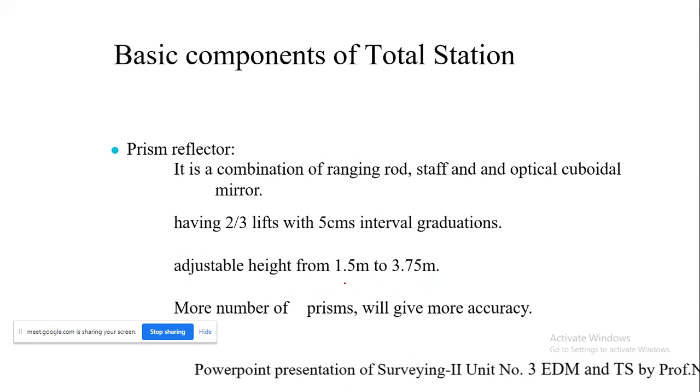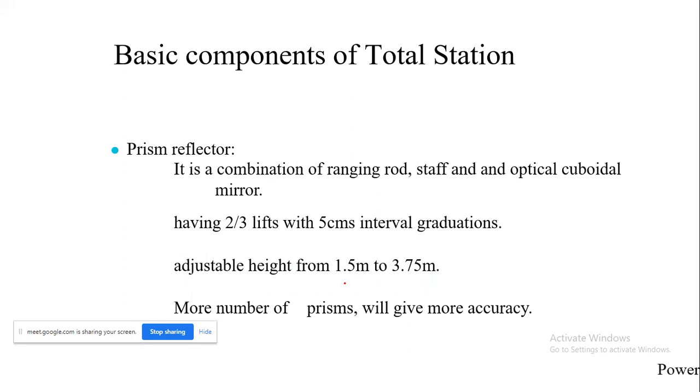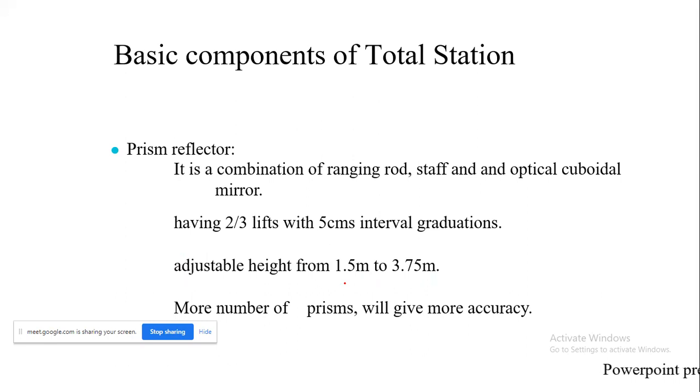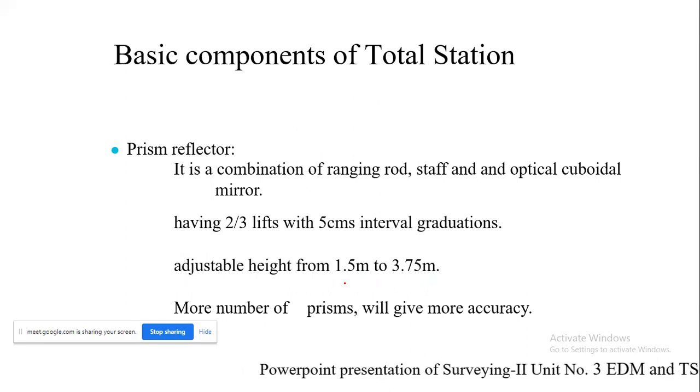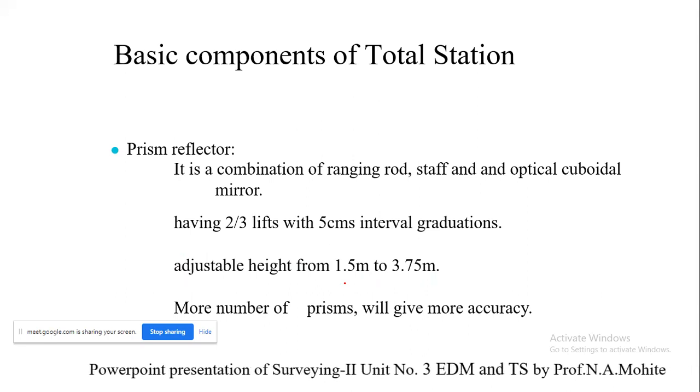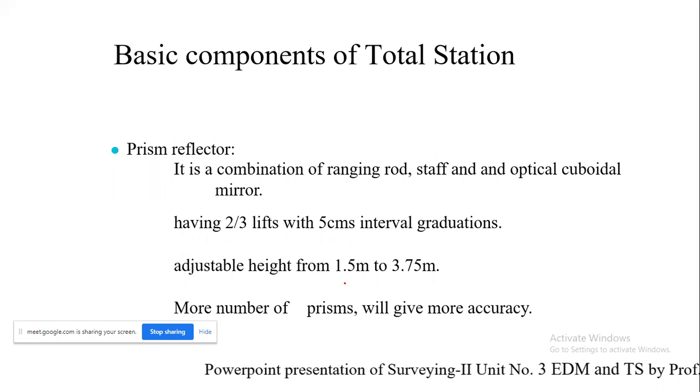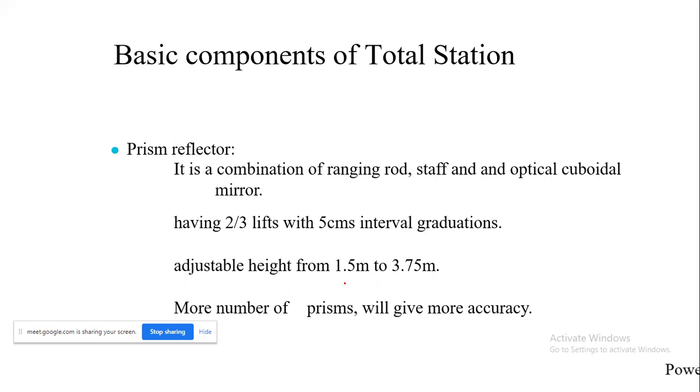Generally, we deal with 1.5 meter only, because at 5 feet we can comfortably handle the prism. More prisms will give more accuracy. What is the meaning of that? When we purchase a total station, a single prism comes with it. In order to do the work faster, if you have more prisms, you will get more accurate results.